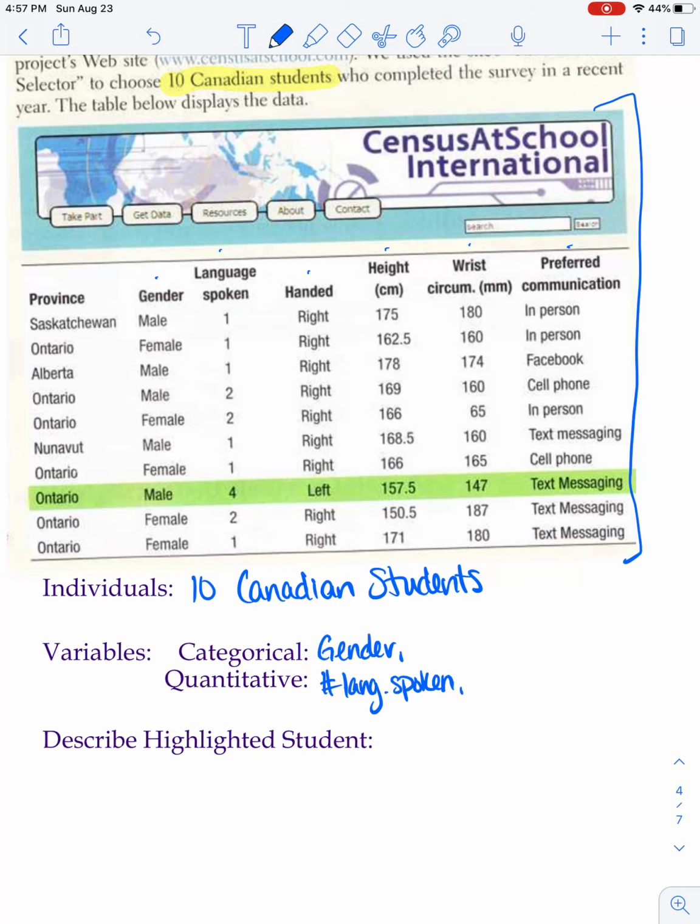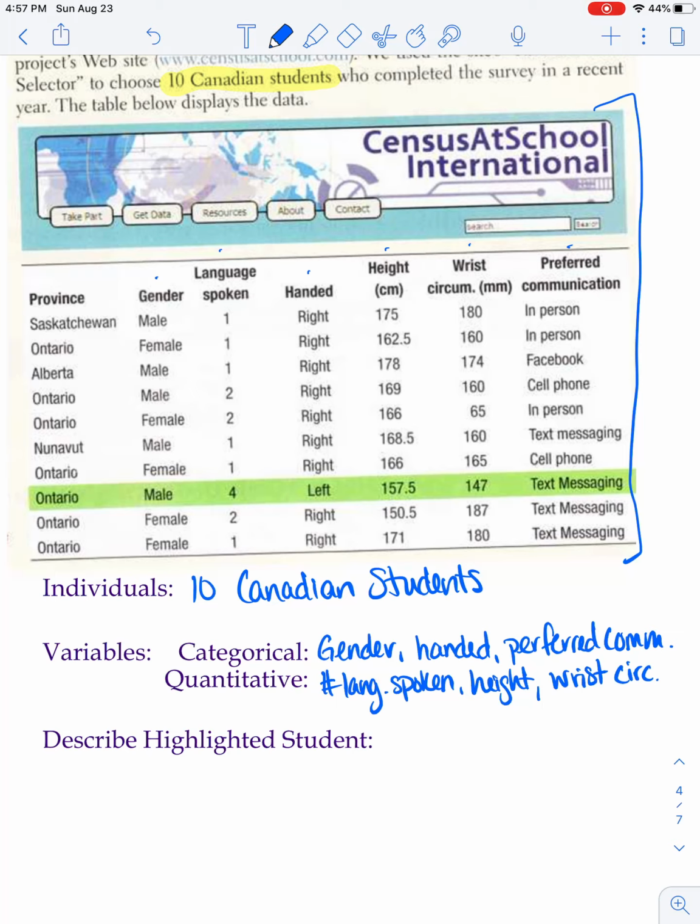Because it would make sense to say that the average number of languages spoken was 3.2. Handed is a category. You are either this or this. Height is going to be quantitative. So is wrist circumference. And preferred communication, again, that's going to put you in a category. So that's categorical.